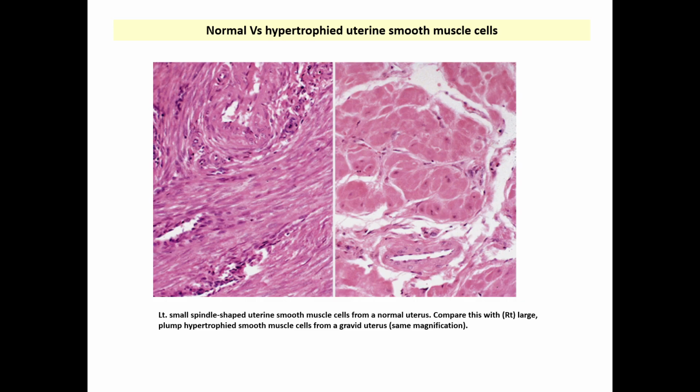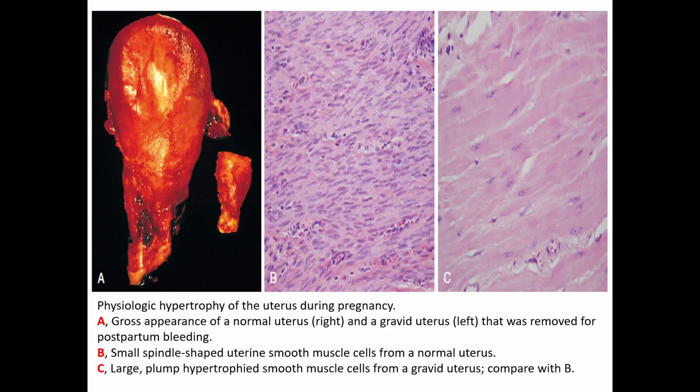Look at the spindle-shaped cells that come in bundles, small in size, with a slit-like nucleus. Compare it with the right side, where there is a large, plump, hypertrophied, smooth muscle. The spindle cells on the left side become large, rounded, plump, hypertrophied smooth muscle in the gravid uterus.